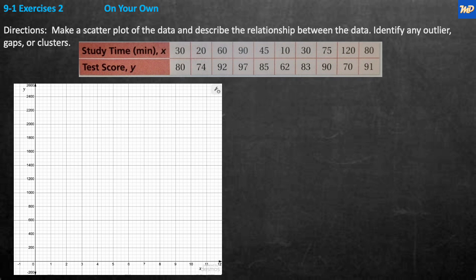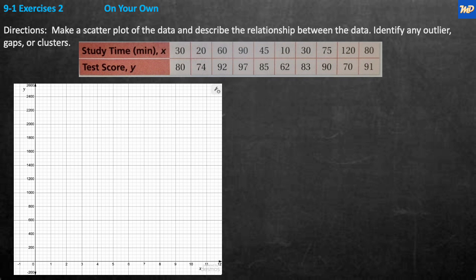Okay, exercise number 2 on your own. We'll let you figure this out on your own first. So make a scatter plot of the data in this chart here and describe the relationship between the data. Is there a line? Are there outliers? That type of stuff. On the x-axis, going horizontally, is the time studying for a test, and on the y-axis is your actual test score. So they're trying to decide if I study longer, will I have a higher score? And is there a relationship at all to it? We're going to see if we can find that out.